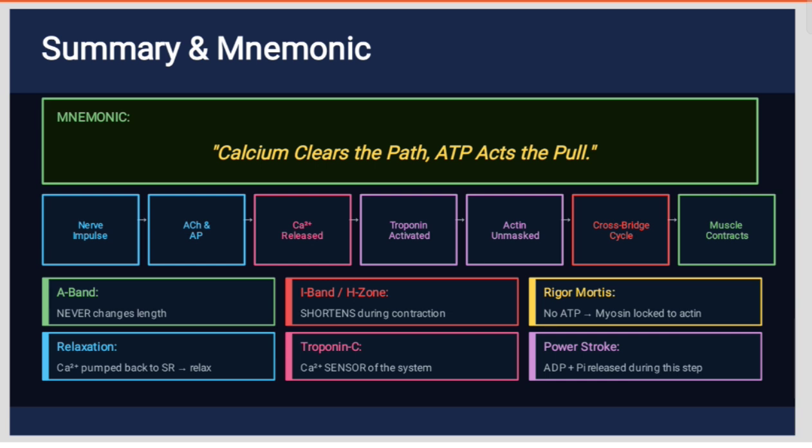Key fact summary. The A band is always constant. The I band and H zone shorten during contraction. Rigor mortis: no ATP, myosin remains attached. Troponin C is the calcium-binding subunit. Tropomyosin blocks the actin site at rest. ADP plus Pi are released during the power stroke.